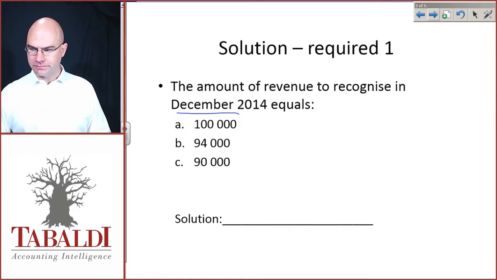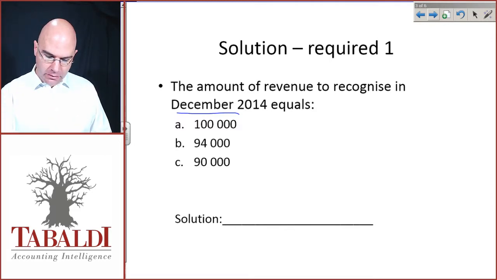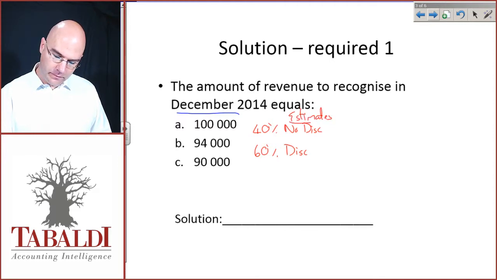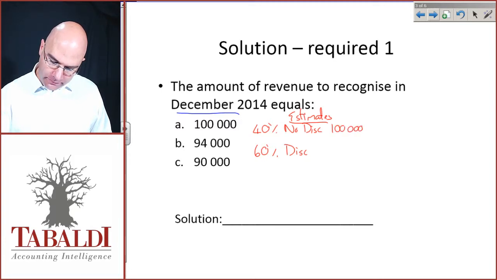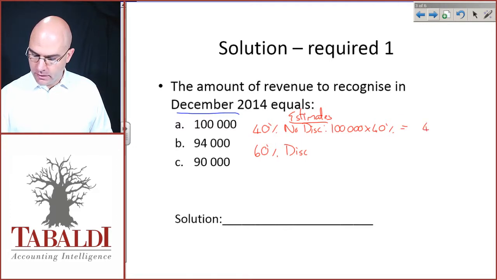Assuming you've done your question now, the question that we need to answer is the amount. So the first thing we've got to think about is that there is 40% that will get no discount, and 60% of the debtors of that 100,000 we estimate. Remember, these are all estimates. We estimate that 60% will get the discount. So I will go 100,000 times 40% will give me 40,000.